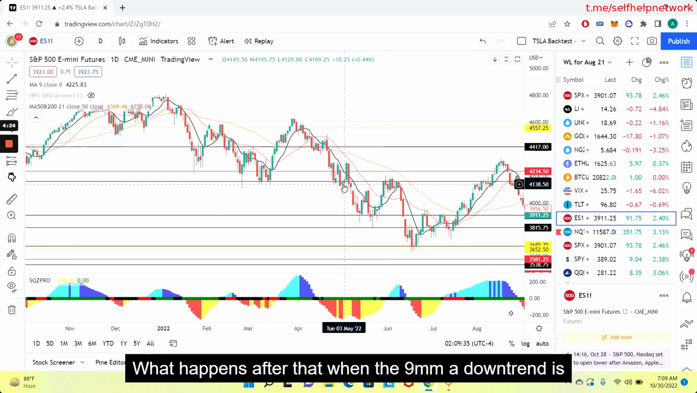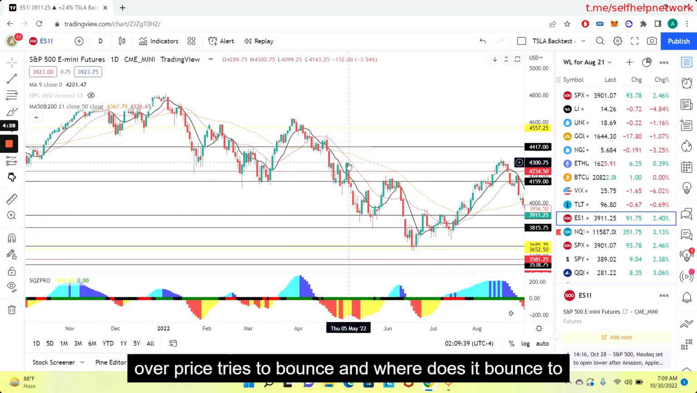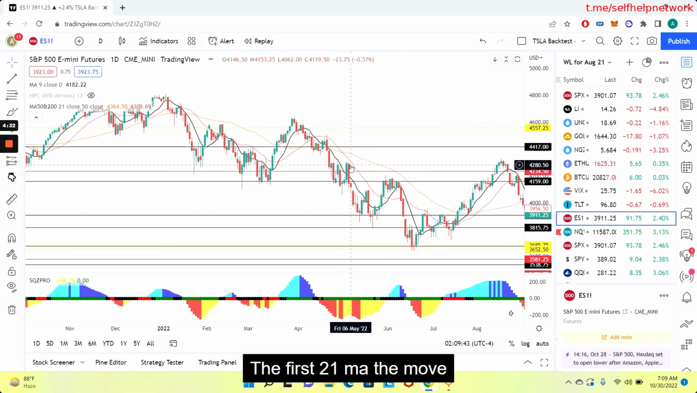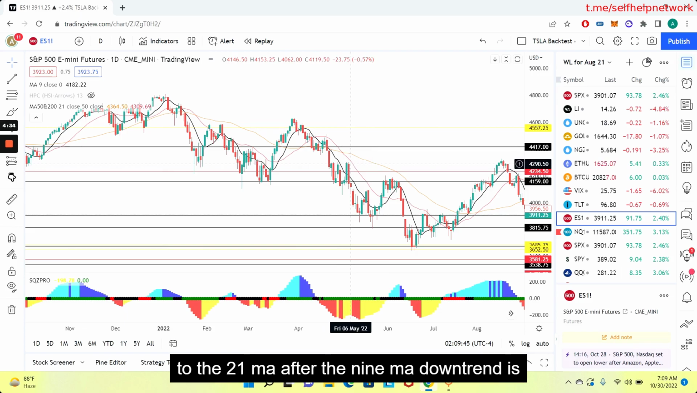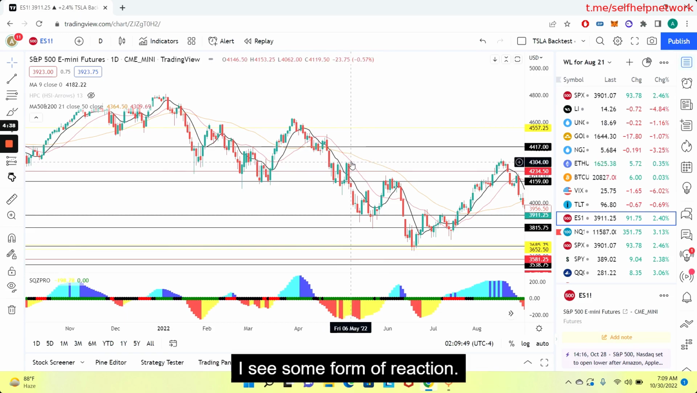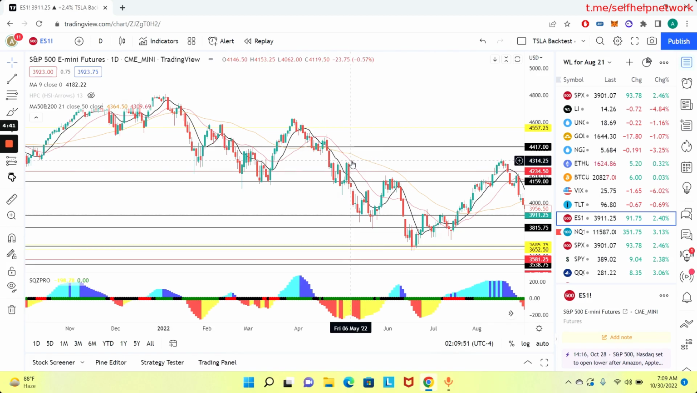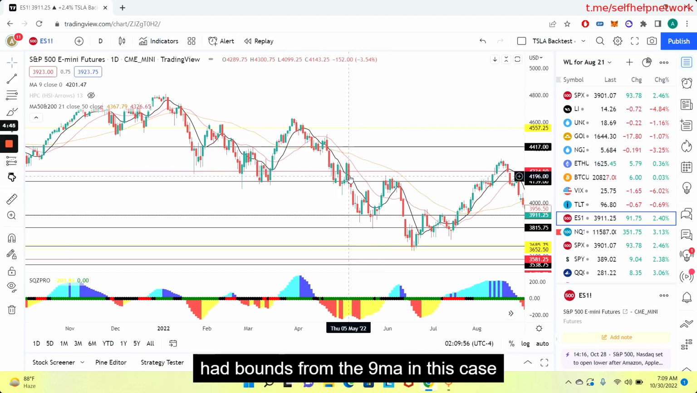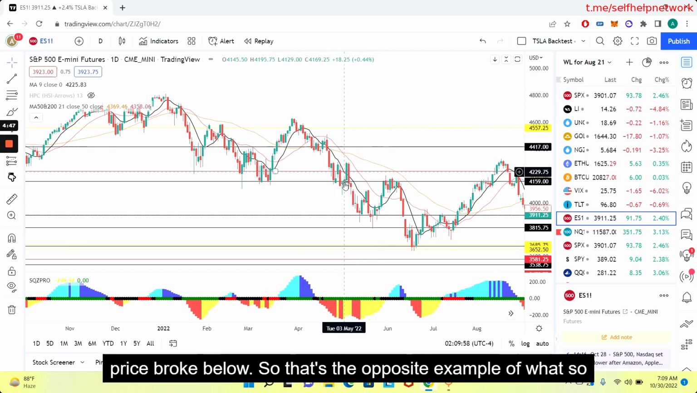What happens after that? Once the 9 MA downtrend is over, price tries to bounce. And where does it bounce to? The 21 MA. The first move to the 21 MA after the 9 MA downtrend is over usually sees some form of reaction. So in the previous example, we saw the reaction and price had bounced from the 9 MA. In this case, price broke below. So that's the opposite example.